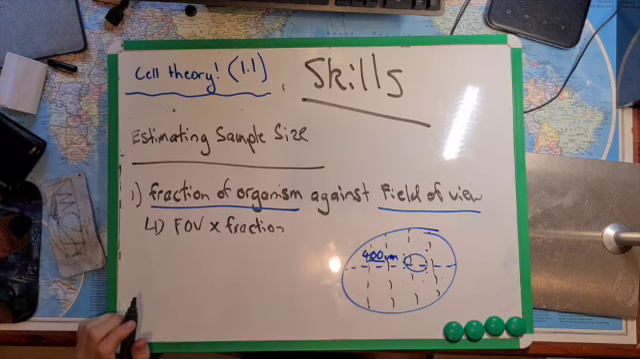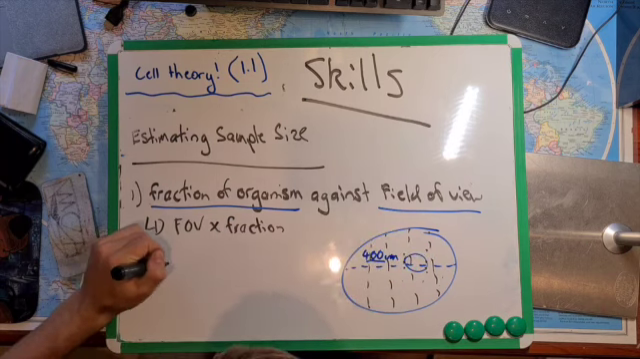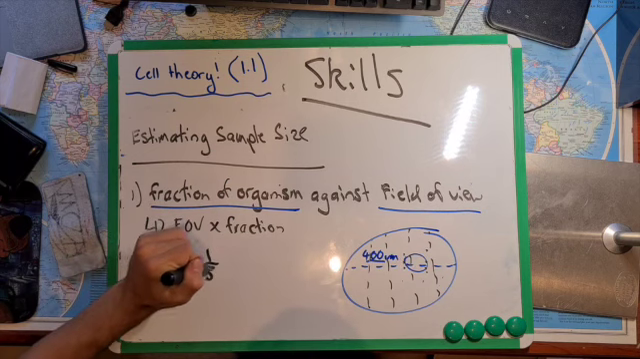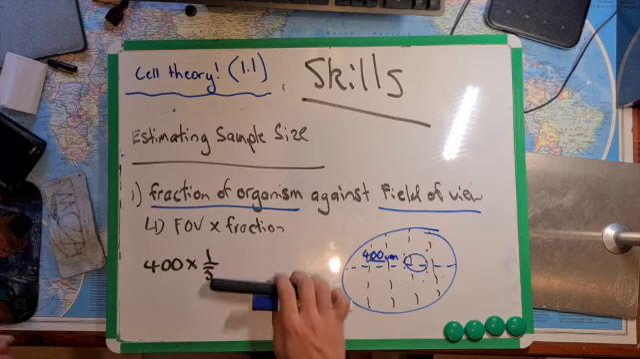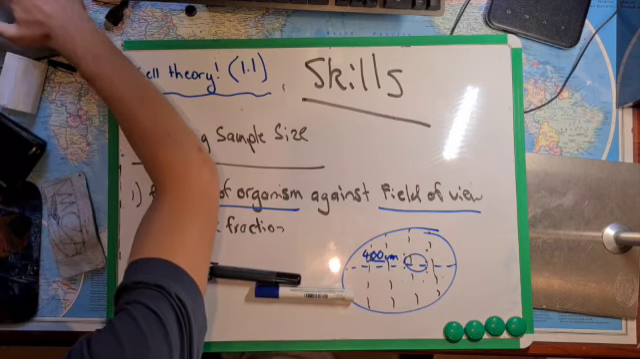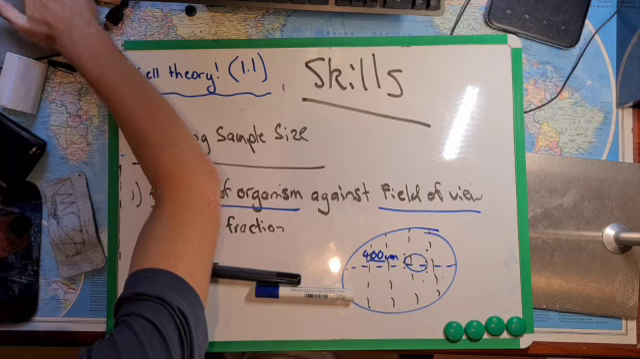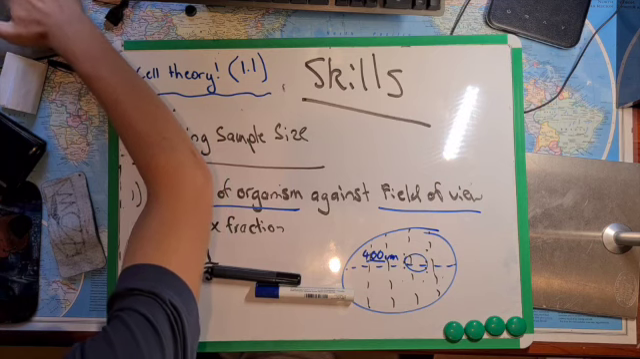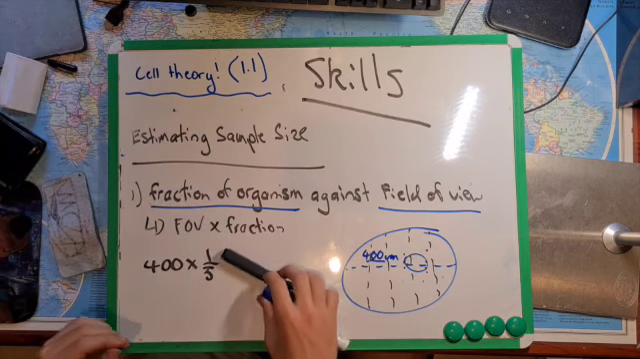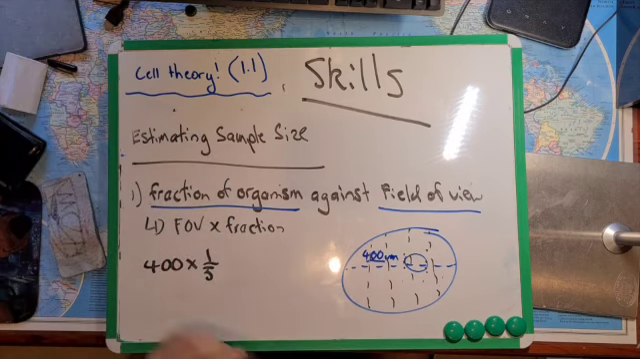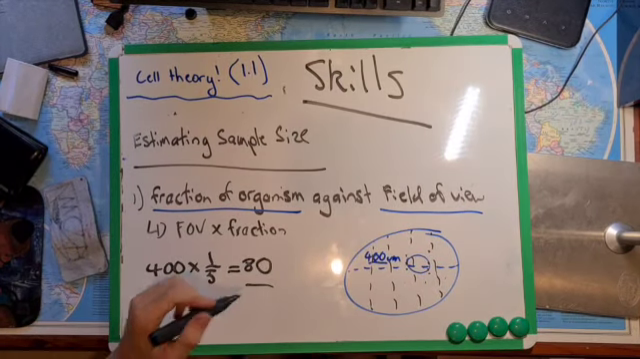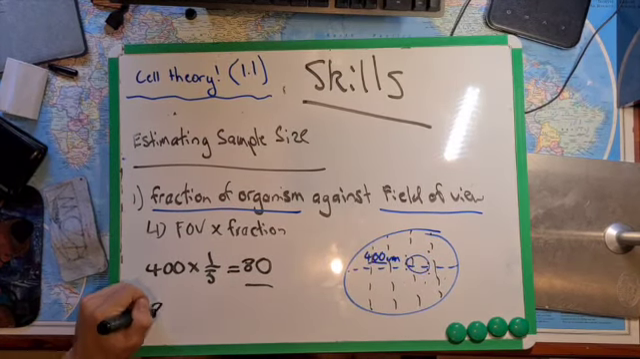So what we can do is 400, which is our total diameter, times 1/5. If we get out our calculators, 400 times 1/5 will equal 80, so our final calculation is 80 micrometers for this example.